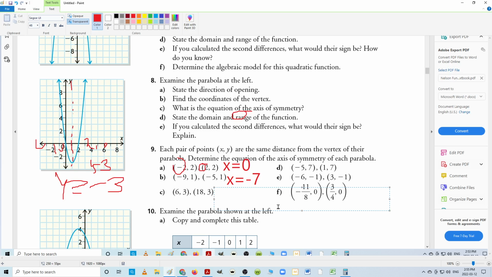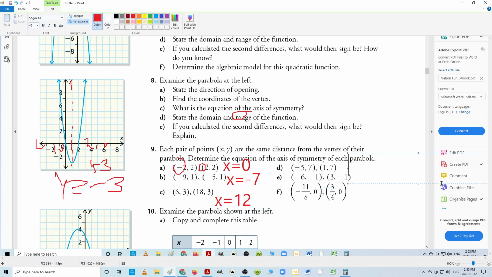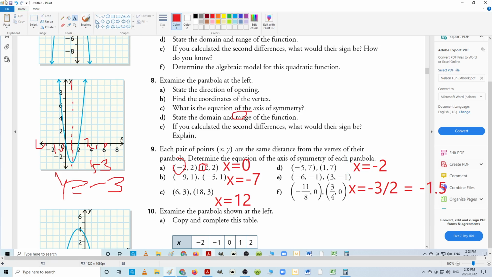18 plus 6 is 24. Divided by 2, 12. -5 plus 1 is -4. Divided by 2 is -2. -6 plus 3 is -3. Divided by 2 is equal to -3/2, or -1.5. And then the last one is a little tougher. We can't add those, so that's a good point. Let's look at that one right here.